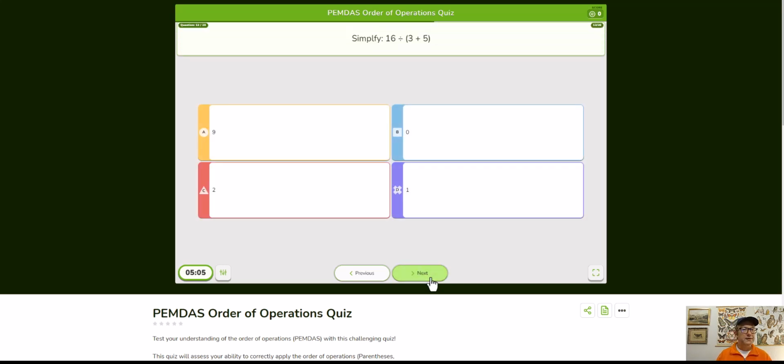Now we've got 16 divided by 3 plus 5. Well, 3 plus 5 is 8. 16 divided by 8 is 2.